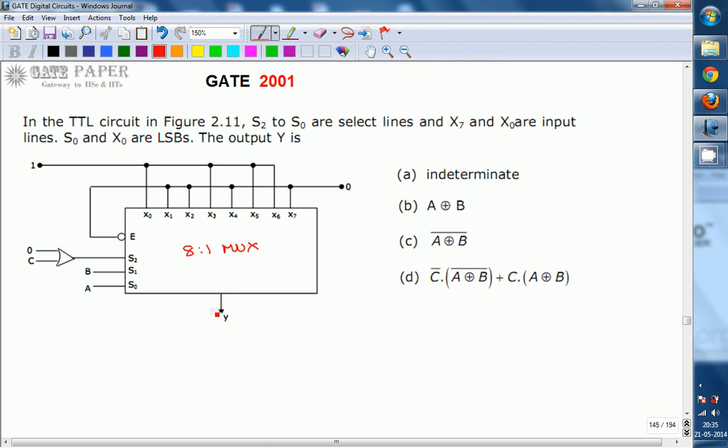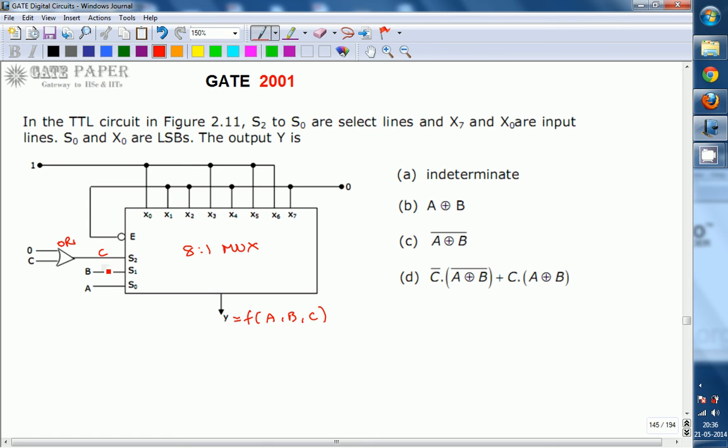So what is the output Y? Y is a function of ABC because it is an 8 to 1 multiplexer. A 3 variable expression can be realized. Those 3 variables are connected as ABC, and this gate is going to be an OR gate. So 0 plus C is nothing but C. S2, S1, S0 are nothing but CBA.